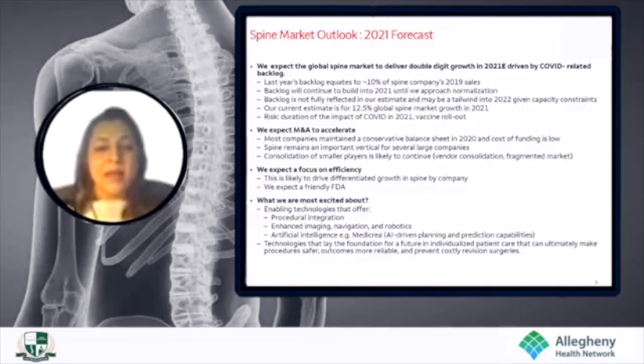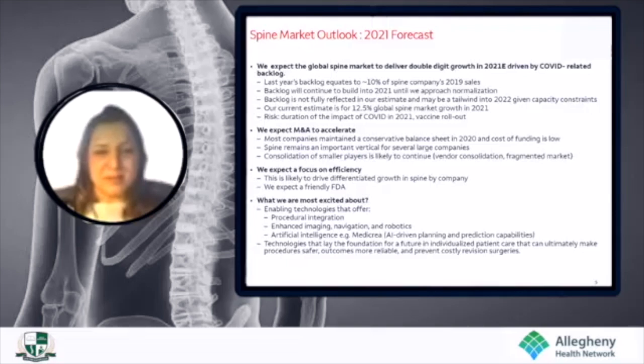And then the other forecast or takeaway for 2021 is that we expect a focus on efficiency, and this is likely to drive differentiated growth in spine from a company perspective. I think Mike Matson mentioned smart implants, but I think there are other ways to get there as well. I think we mentioned robotics earlier in the presentation. And then we do expect a friendly FDA overall.